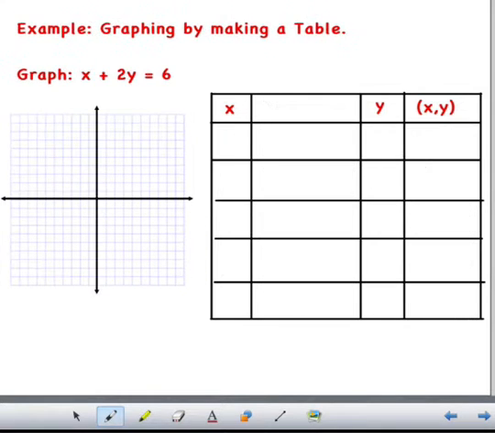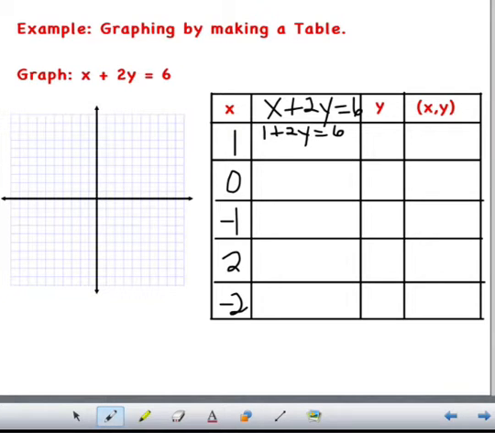What about one like this? We got x plus 2y equals 6. So again, the same thing. If you wanted to solve that for x, you could do that and put x equals 6 minus 2y. Or you can do just like you did. I'm just going to put in numbers again: 1, 0, -1, 2, and -2. And I'm just going to plug those in for x. So 1 plus 2y equals 6. So 2y equals 5. So really y is going to equal 5 over 2.